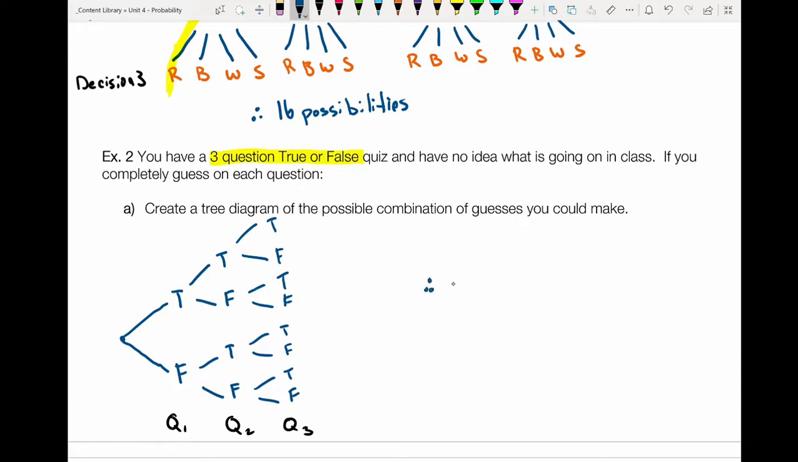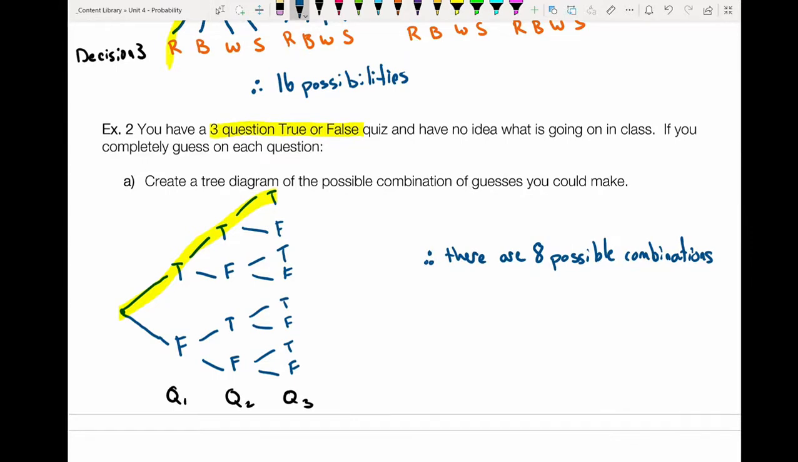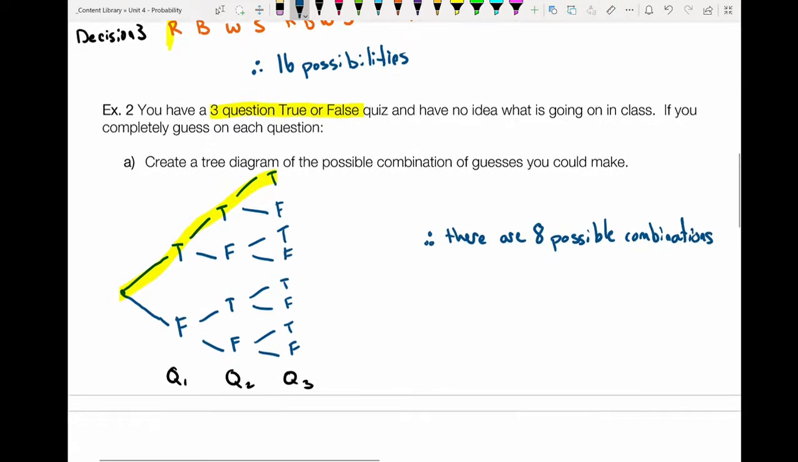Therefore, we can see there's 1, 2, 3, 4, 5, 6, 7, 8. There are 8 possible combinations. Again, we're looking only at the entire pathway as an option. So there is one pathway as an option. So there are 8 possible combinations or possible choices you could come up with if you're just randomly guessing on 3 true and false questions.